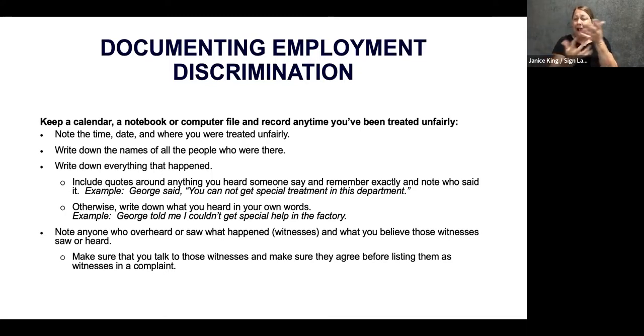If quotes are necessary, put in quotes. Note if anybody overheard or saw what happened. So if you believe there are witnesses, keep a note of that. And make sure that you talk to those witnesses, make sure they agree with your perspective before enlisting them to be a witness in your complaint. In other words, make sure that they're going to help you, not hurt you. Next.